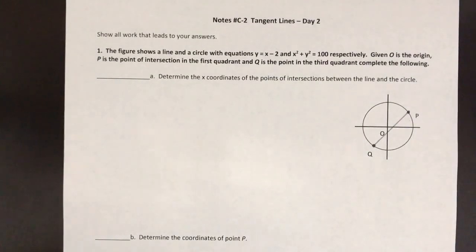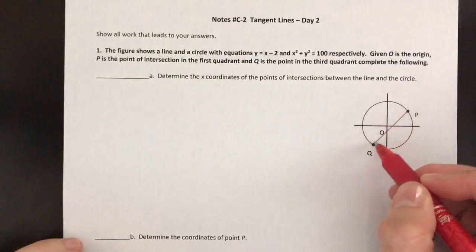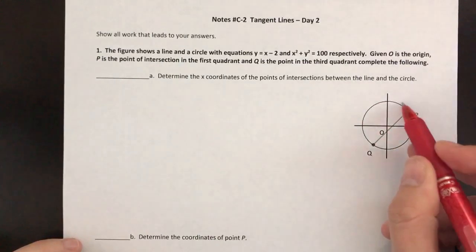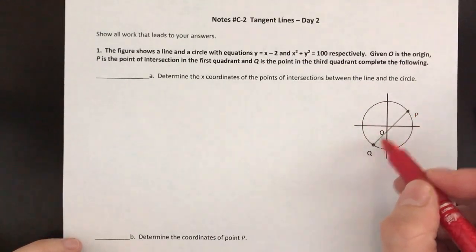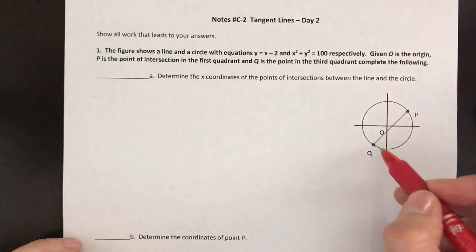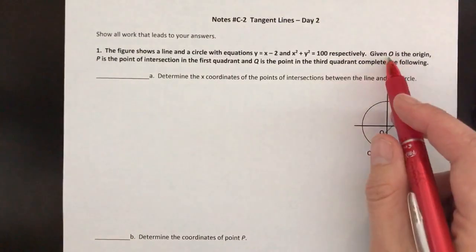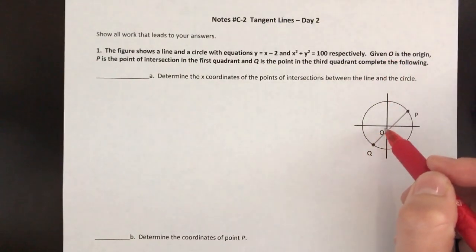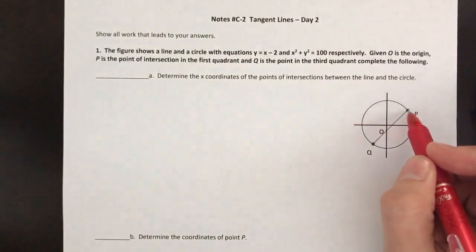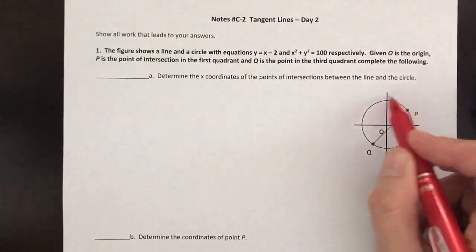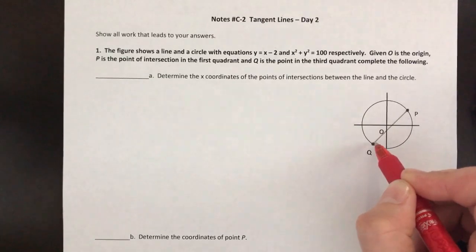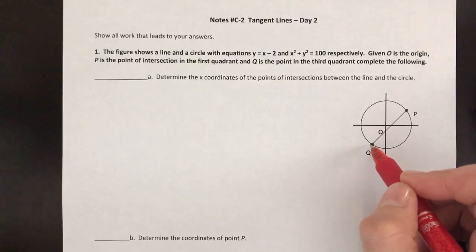Okay, number 1, the figure shows a line and a circle with equations y equals x minus 2 and x squared plus y squared equals 100 respectively. Given O is the origin of the circle, and P is the point of intersection in the first quadrant, and Q is the point of intersection in the third quadrant, complete the following.